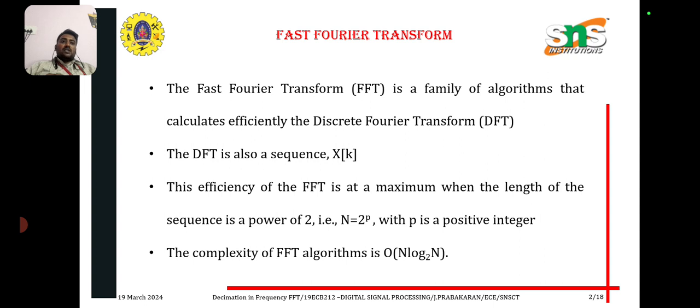Decimation in frequency algorithm. In the DIF FFT algorithm, the input sequence is decimated in the frequency domain, which means the input of the DIF is the frequency domain, that is capital X of k, and the output of DIF is small x of n. This means that at each stage of the algorithm, every other output value of the DFT is selected to form two smaller sequences.